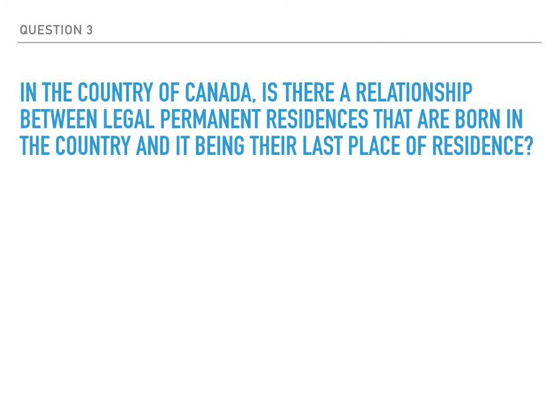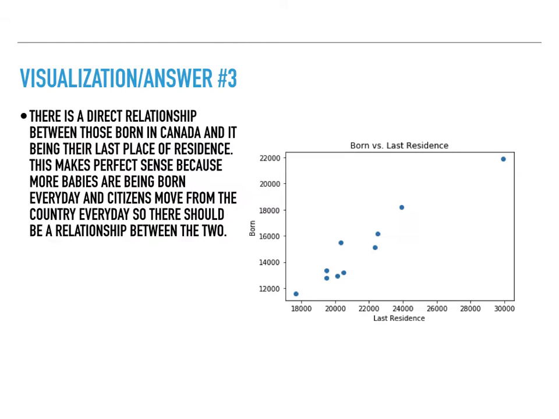My third and final question is, in the country of Canada, is there a relationship between legal permanent residences that are born in the country and it being their last place of residence? Since I'm asking to find a relationship, for this visualization I chose to use a scatter plot. And I found that there is a direct relationship between those born in Canada and it being their last place of residence. This makes perfect sense because there are more babies being born every day, and citizens move from the country every day, so there should be a relationship between the two.